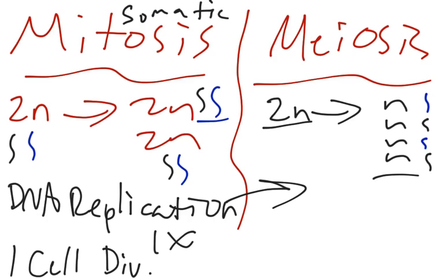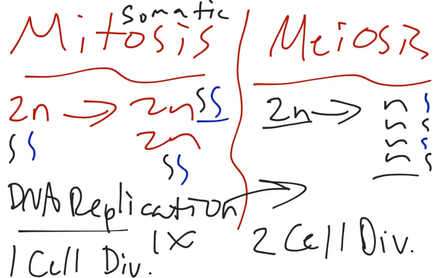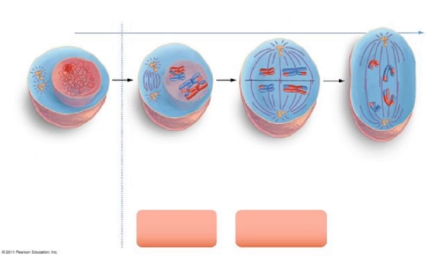Again, DNA replication only occurs once in meiosis, but meiosis goes through cell division twice, 2 cell divisions. And that's how we're able to get to that point. This cell right here will divide twice in order to become 4 cells. And we'll see that here shortly. Alright, let's go ahead and take a look at meiosis.